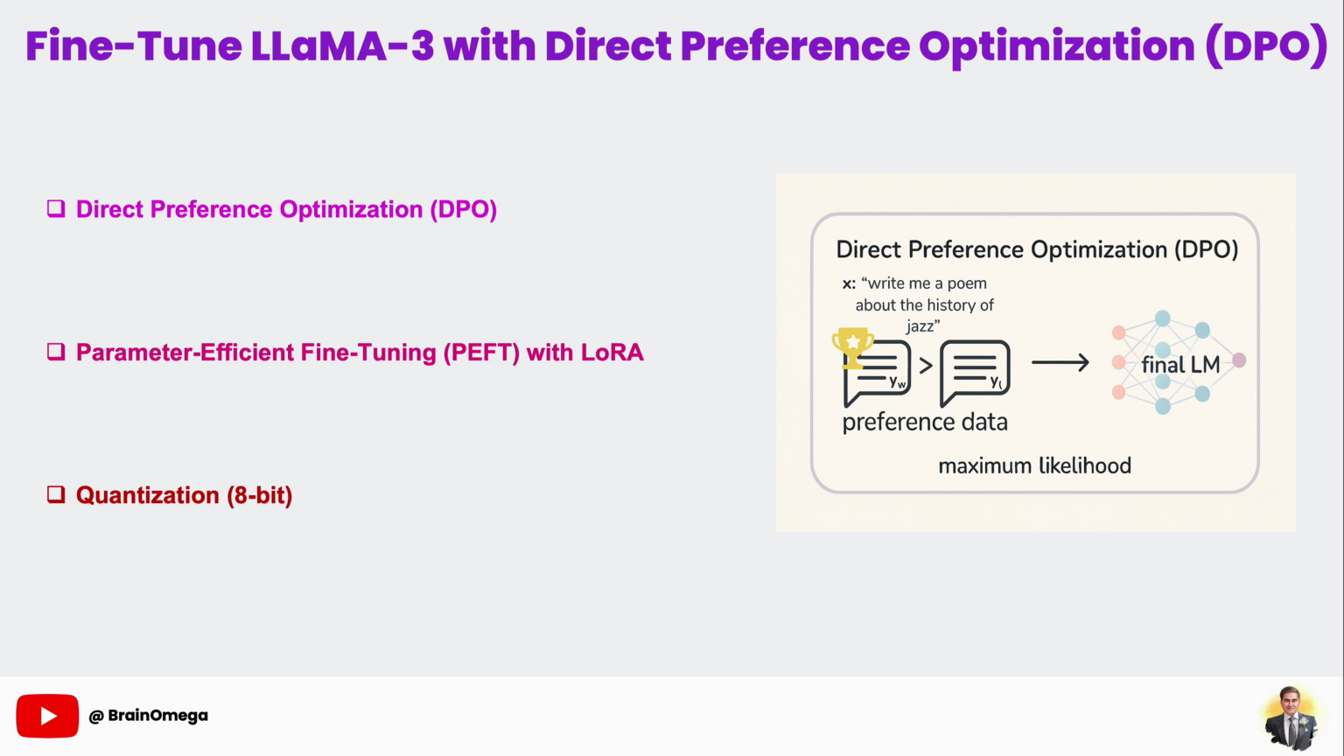Second, parameter-efficient fine-tuning, or PEFT, using a technique called LoRA. Fine-tuning a model with billions of parameters would require a massive amount of GPU memory because you need to store the gradients and optimizer states for every single weight. LoRA is a brilliant solution. We freeze the entire pre-trained model.